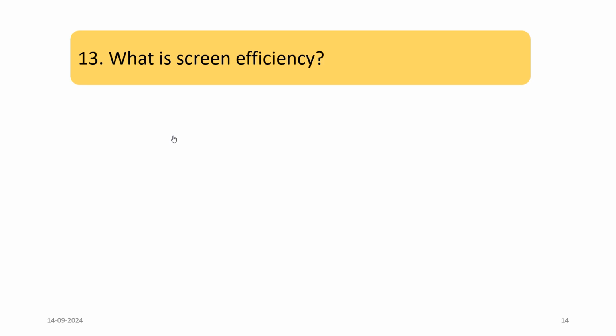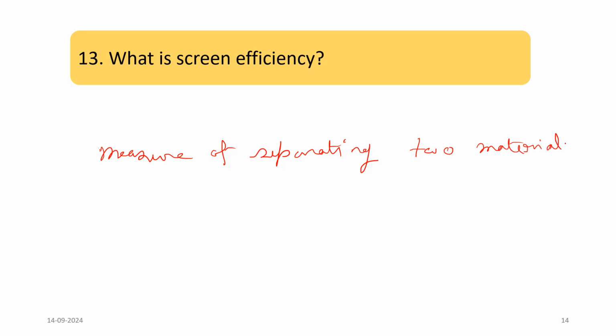The screen is separating the material A and B. It is a measure of underflow, a measure of separating two particles, two materials, as underflow and overflow. As overflow and underflow.